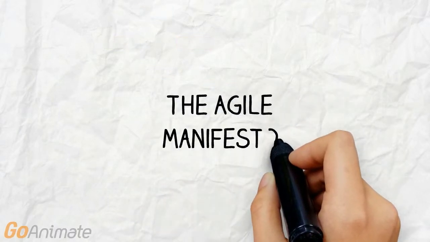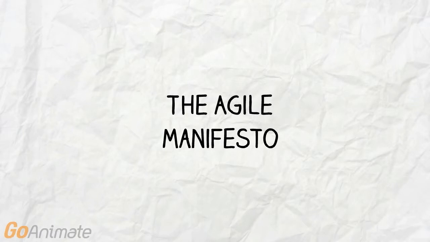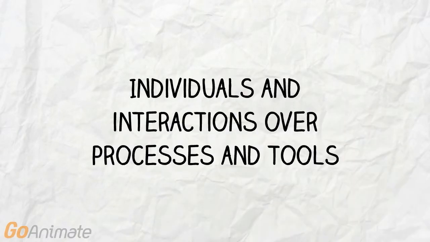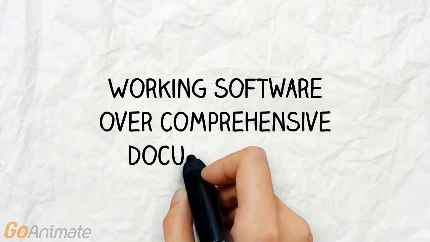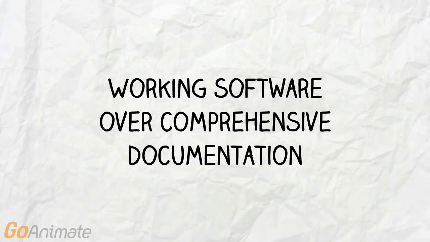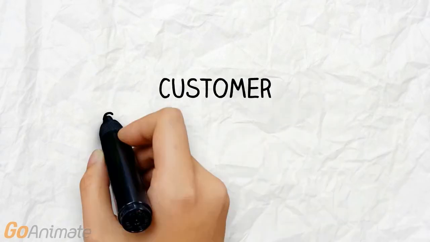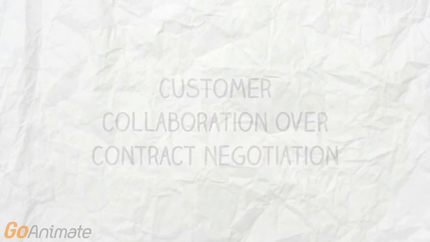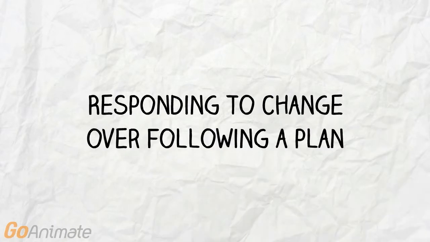Agile has 4 main guidelines. These were established in 2001, and have come to be known as the Agile Manifesto. These rules include individuals and interactions over processes and tools, working software over comprehensive documentation, customer collaboration over contract negotiation, responding to change over following a plan.